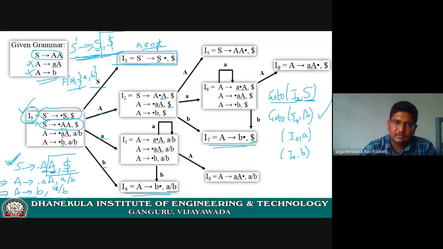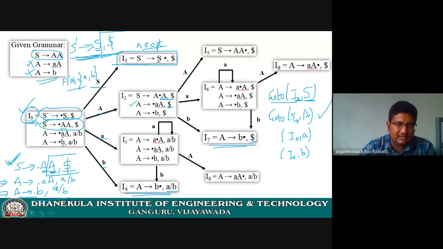How? Why am I adding this particular production rule? Because of this capital A. So after capital A, perform the first function for it. After capital A, what do we have? Only dollar. So first of dollar is dollar. So that is the look ahead for this.